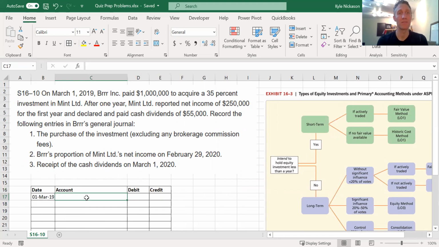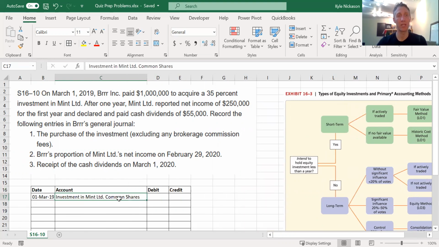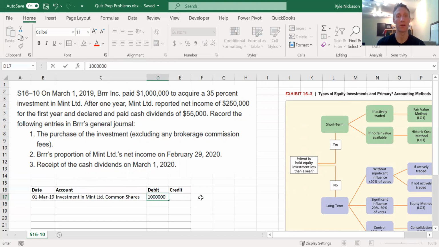So the journal entry for the acquisition of this is to debit an asset account. The debit is going to be the investment in Mint Limited common shares. This is an account title that has common shares in it. Common shares we know is an equity account. However, in this context, this is actually an asset account because we are investing in another company. It's another company's equity that we are investing in. So from the perspective of Burr Incorporated, it's an asset. And we record it at cost, which is going to be $1 million.